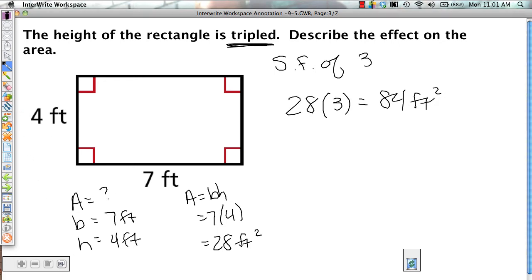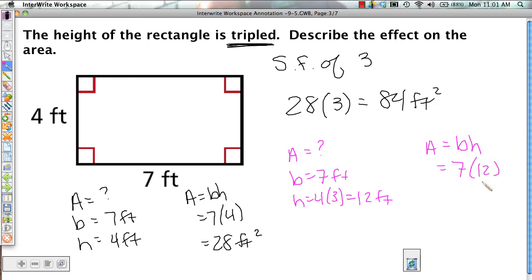So let's actually triple the height and see what we get. Area is what we're finding. Base is staying 7 feet. Our height is now 3 times bigger, which is 12 feet. So if we were to write our formula and plug in our information, we do get a new area of 84 square feet. So you can either work it out each time, or you could remember that if we multiply by one scale factor, that's what we change the area to.